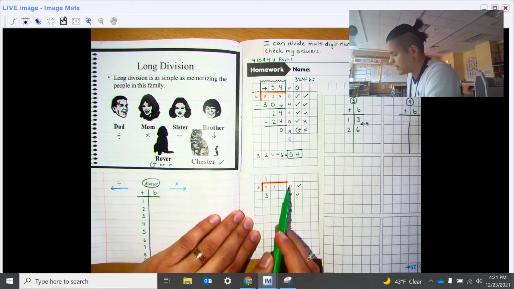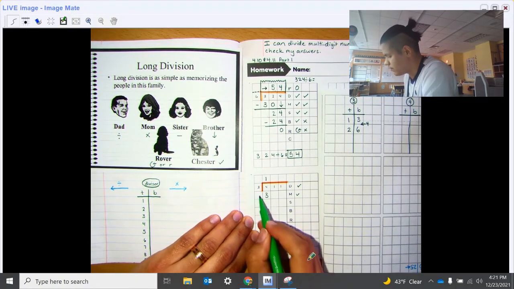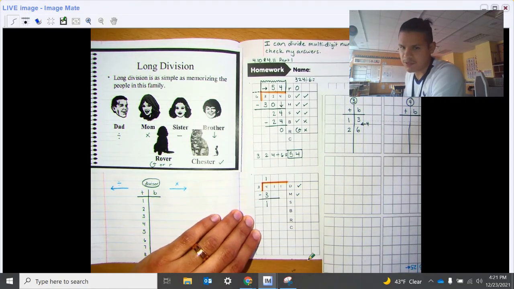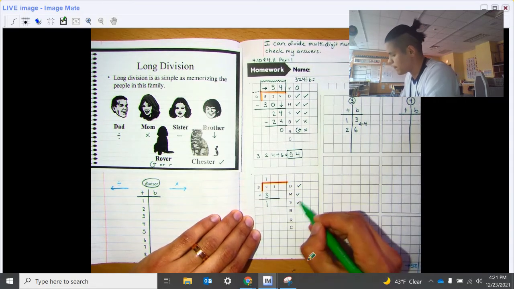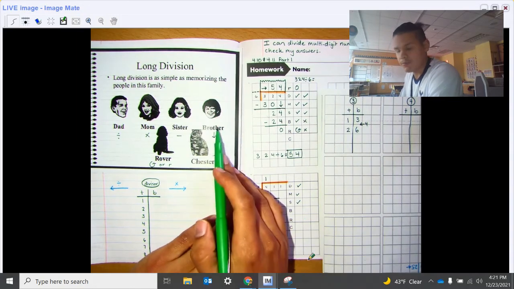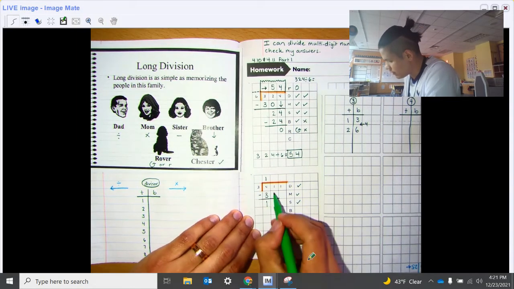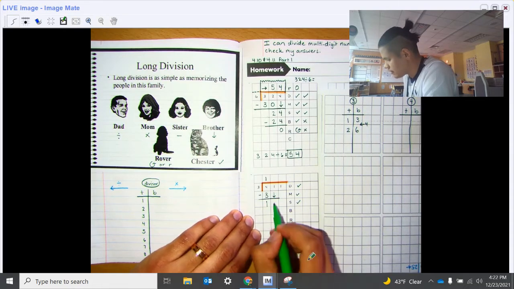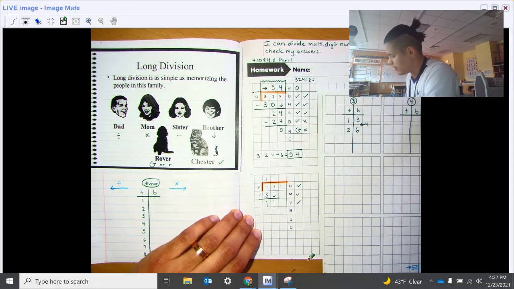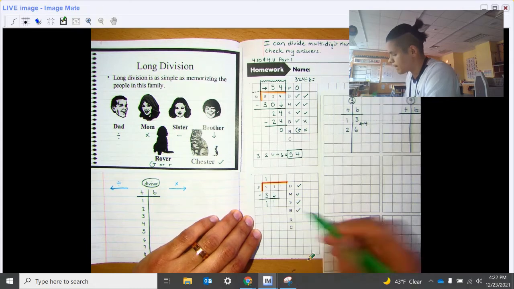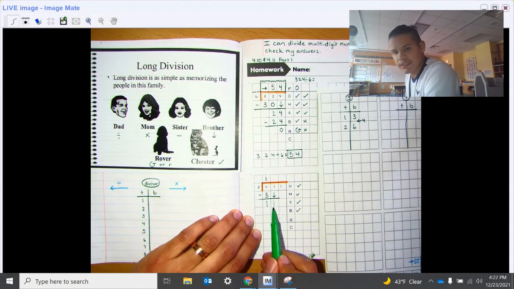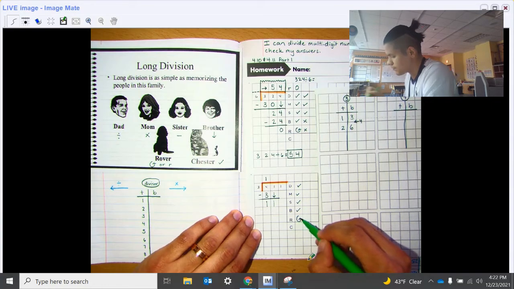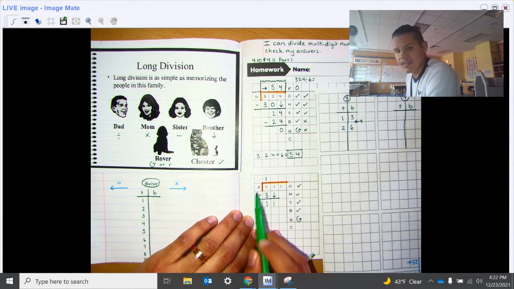Okay? Dad divides, Mom multiplies, sister subtracts. So 4 minus 3 is 1. Thank you for taking notes with me. Brother brings down, so I'm going to bring down the digit that's in the next place value. It's a 1 in the tens place. So now I have 11. Since I brought something down, I'm going to go ahead and repeat. Now I have 11 divided by 3.